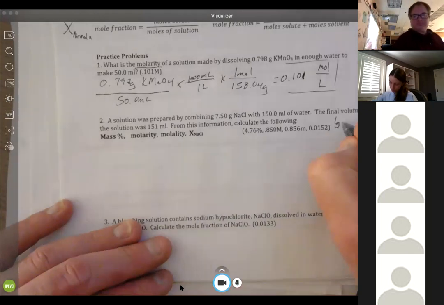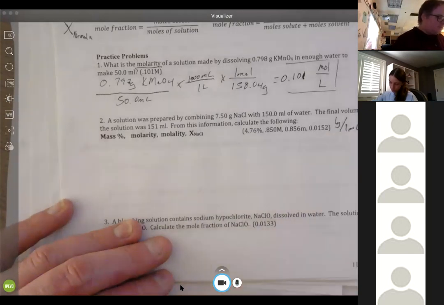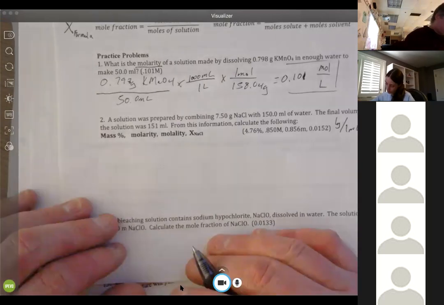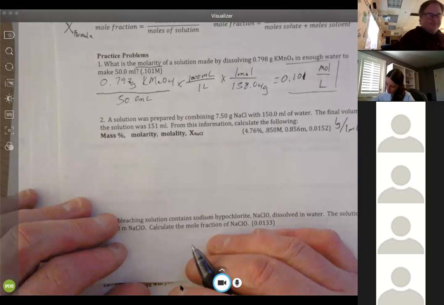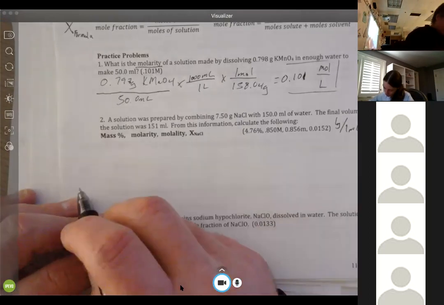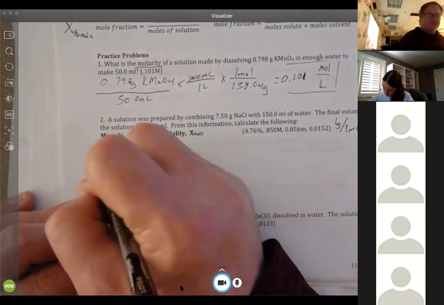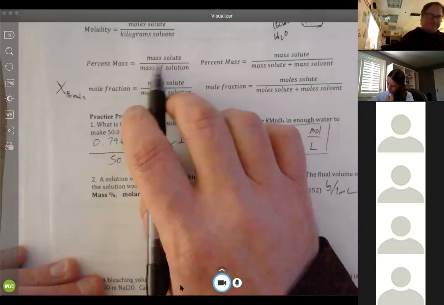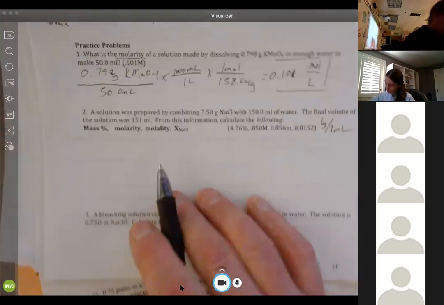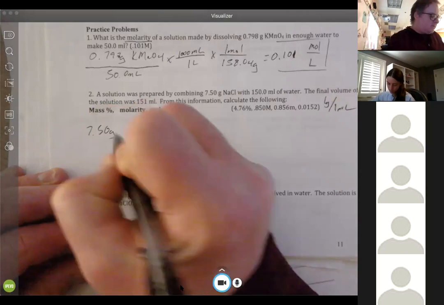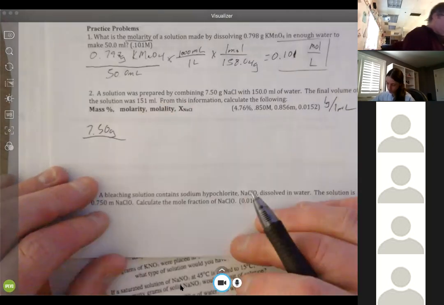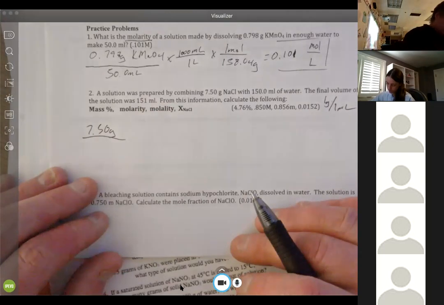Yeah. So what is the mass of the solute? 150.0 grams. Solute. Oh, 7.50 grams, sorry. All right. So the mass percent is the mass of the solute over the mass of the solution. So we're going to put 7.50 grams on top. And what is it going to be on bottom? What is the mass of the solution? The mass of the solution is 151 milliliters.